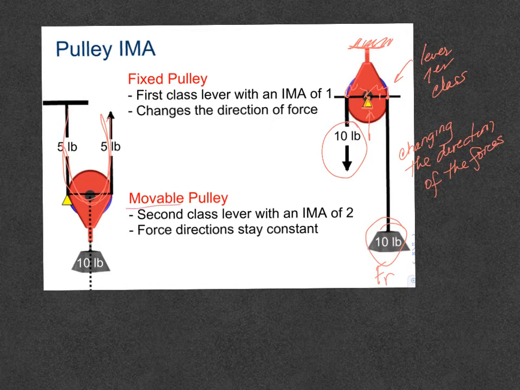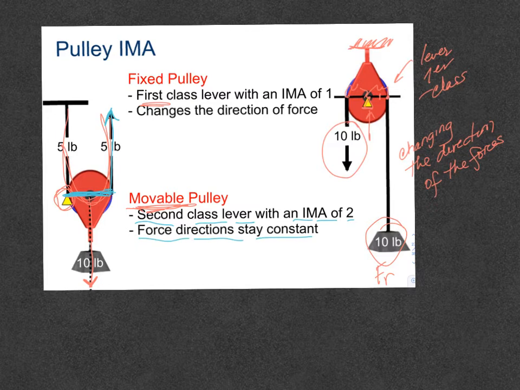And then you have the movable one, which is first class over there. See, look, the fulcrum is there. But this is my load over here, so this is my resistance distance, and this is my effort, because the effort is applied in the opposite direction. That's the second class lever. It always has an ideal mechanical advantage bigger than 1. The force's direction stays constant.